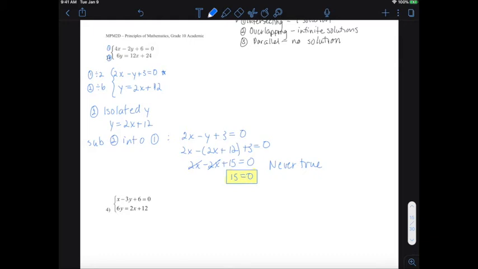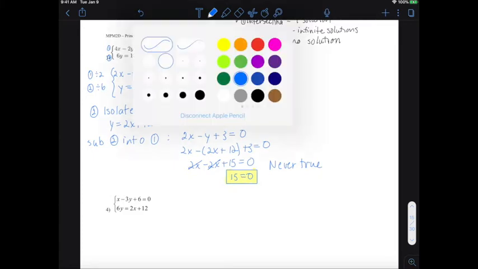So algebraically, remember we said that the algebra and the graph have to go hand in hand. If algebraically it doesn't make sense, or if you get something that is nonsensical or is never true, that means there is no solution to this system.